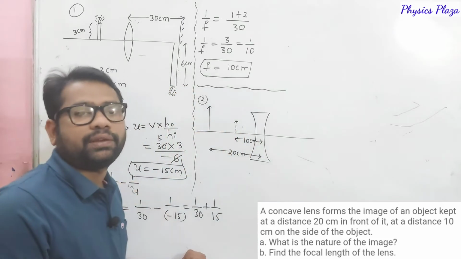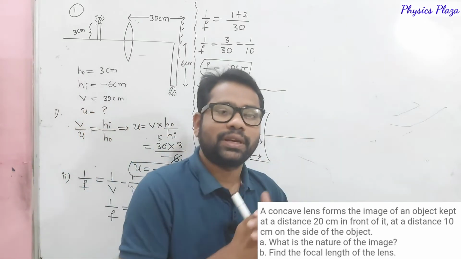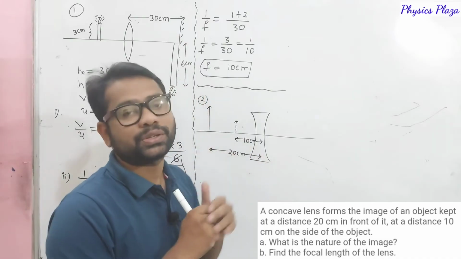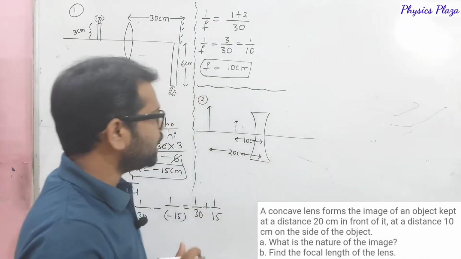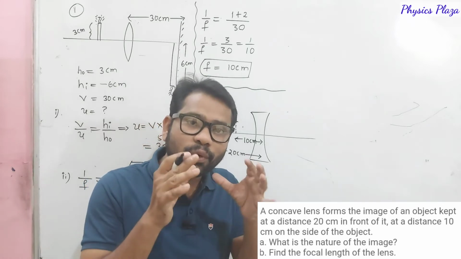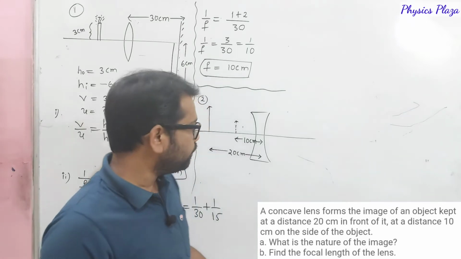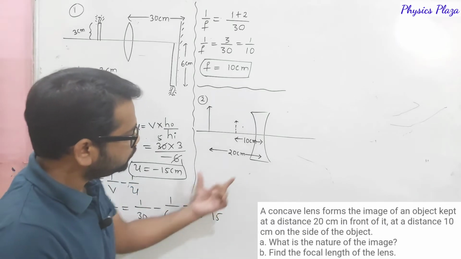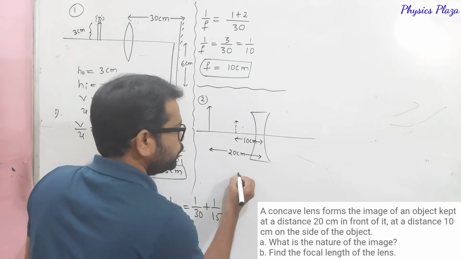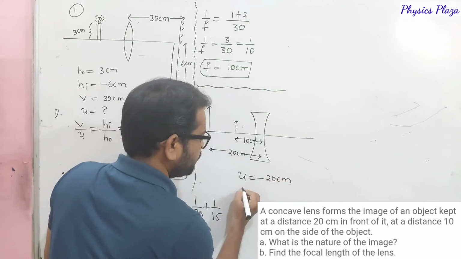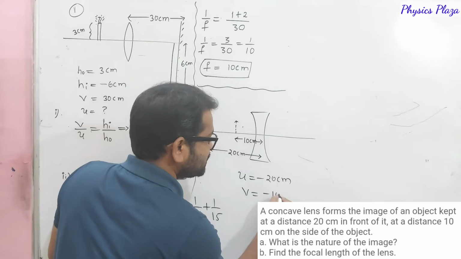Obviously, we know very well, wherever you keep the object, dear children, the image is always formed between the object and the lens only. Here they are asking the characteristics of the image formed and the focal length of the concave lens. So children, first let us calculate the focal length. According to the question, the u value is minus 20 centimeters and the v value is minus 10 centimeters.